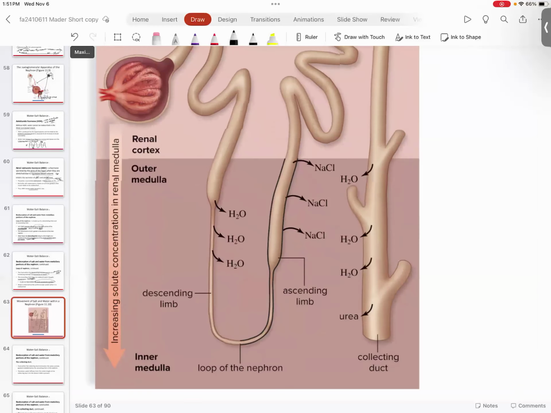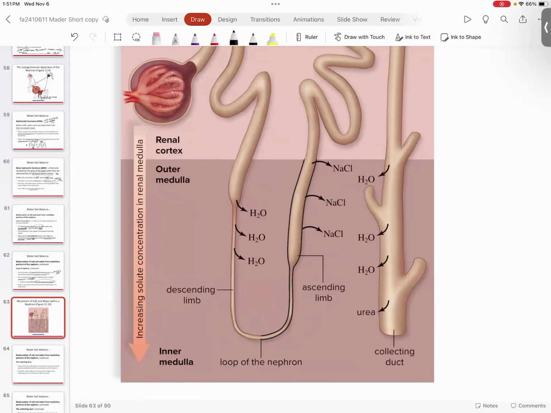So here you can see your loop system. As you go down the descending side, remember it's permeable to water. If you take a look at the concentrations of salt, it's more concentrated as you get down to the bottom. What happens is you have this strata. You have 300 milliosmoles, which is just a measure of the saltiness of that particular area. A milliosmol can be seen as a unit of saltiness, like an osmotic tension. So it goes from 300 to 600 milliosmoles, a little bit more salty, to 900 milliosmoles, a little more salty, and ultimately up to 1200 milliosmoles.